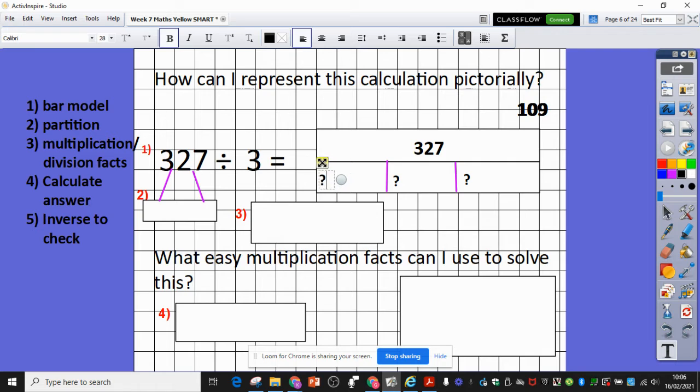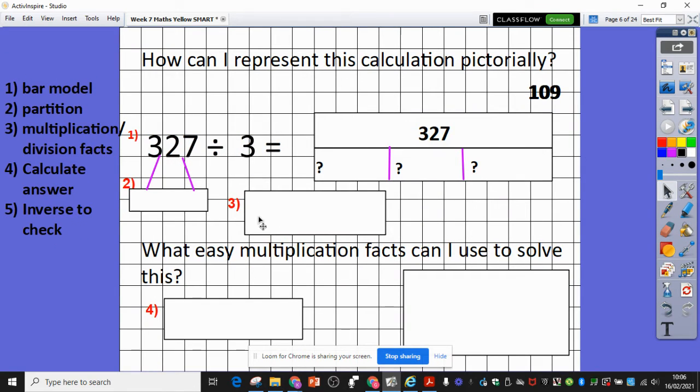But the first thing that you do is represent the question, and this is key, pictorially. 327, your whole number, which is being divided equally by 3. That's the first thing you have to do, bar model. Then the second thing that you do is partition, and you can see I've numbered these to help you. So the second thing is we partition this up.